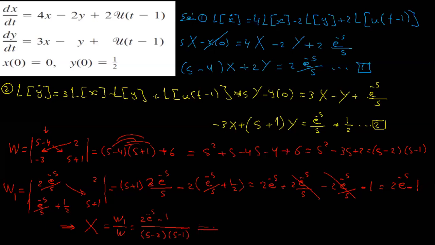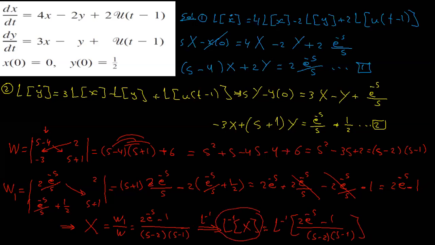Take the inverse, please. Take the Laplace inverse. So here you have Laplace inverse of X capital equal Laplace inverse of this fraction, which is 2e to the negative s minus 1 divided by s minus 2, s minus 1. I know that Laplace inverse of this is my first unknown x small of t. This is my x of t. How to find the inverse of this fraction?